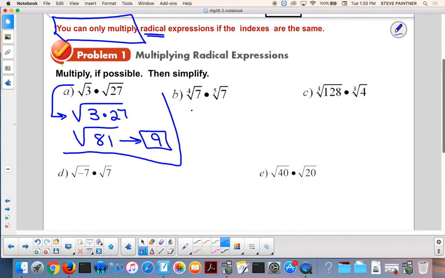Wait, wouldn't it be plus or minus 9 because they're even? Oh, I'm so glad you said that. Annalise says, isn't it going to be plus or minus because it's an even root of a positive number? The answer is yes. But just so you know, when you did your problems yesterday, they always said, find all the possible real solutions. If they ever say that to you, they want you to put the plus or minus sign. But if they don't say it, you don't have to.